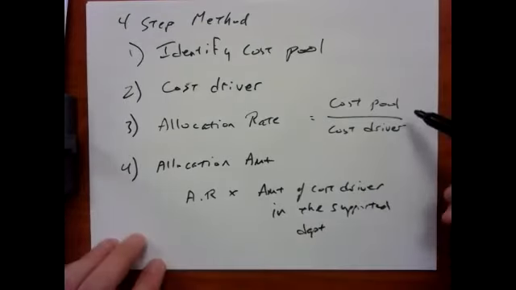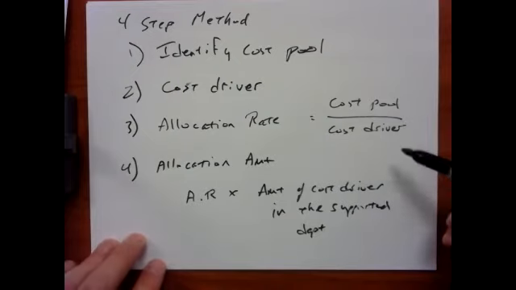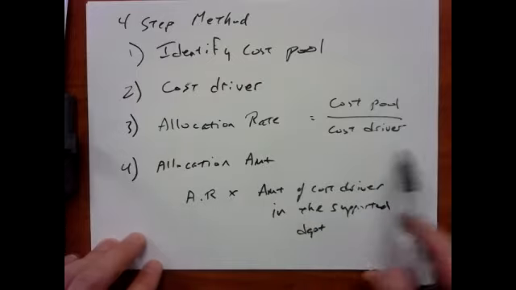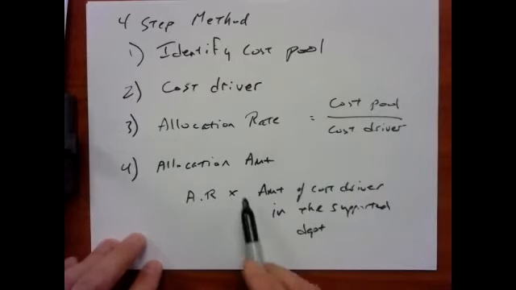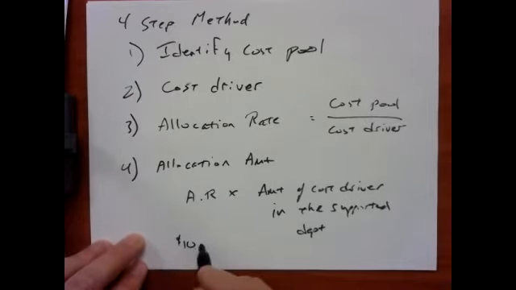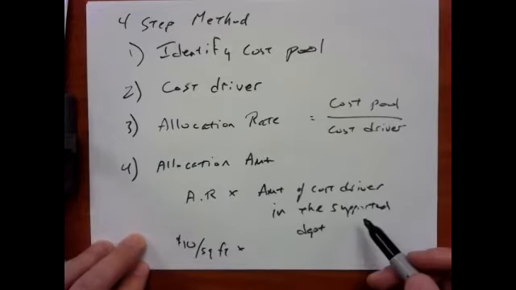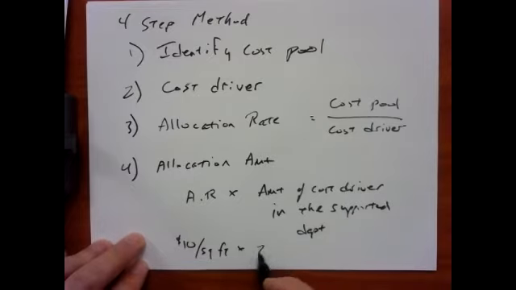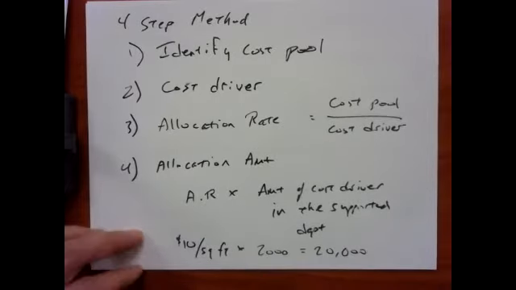So if I wind up with $10 per square foot, right, is my allocation rate for my organization, and say my department has 2,000 square feet, that's the amount of cost driver in the department, then I would get 2,000 times 10, which would be 20,000 allocated to a particular department.